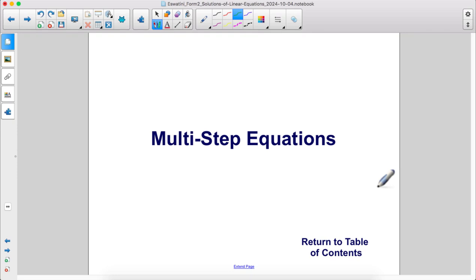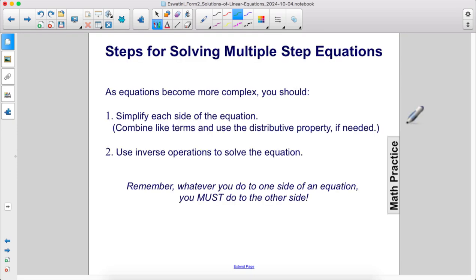Multi-step equations. As equations become more complex, you should first simplify each side of the equation, so combine like terms and use the distributive property if needed. Then use inverse operations to solve the equation.